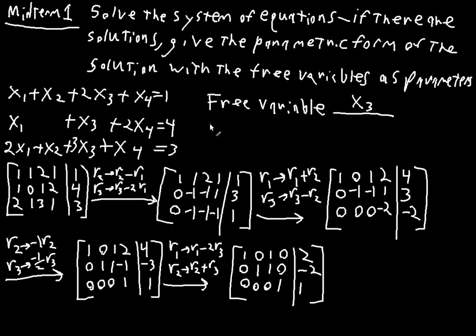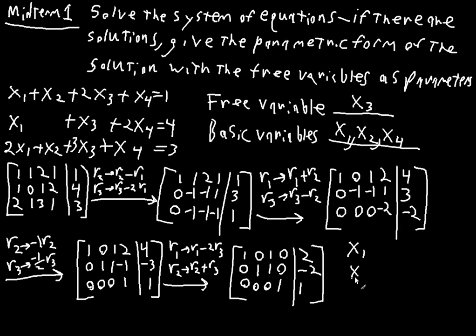And our basic variables are everyone else. Basic variables: x1, x2, and x4. Okay, now in order to write out all the solutions, all I have to do is set our free variables equal to parameters and write the rest of the solutions in terms of those parameters. So let's start this out: x1, x2, x3, and x4.